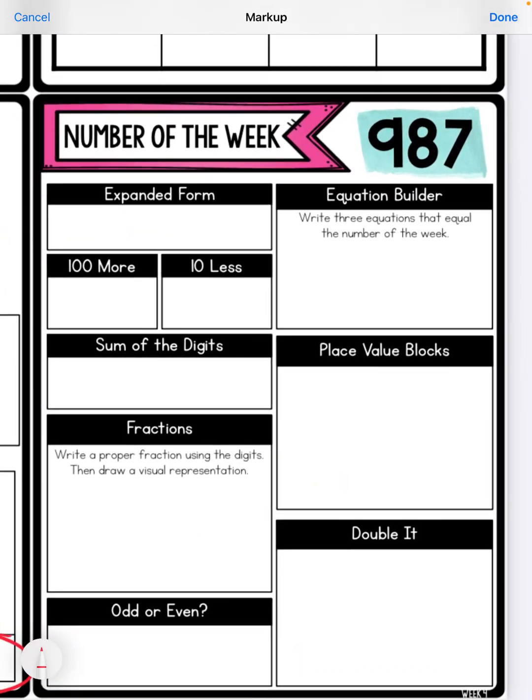Lastly, number of the week, expanded form. We've talked about this, the value of each number, add them all up. 100 more than 987, 10 less than 987, sum of the digits. I'm going to write out the problem for you, but you have to solve it. That's 9 plus 8 plus 7.